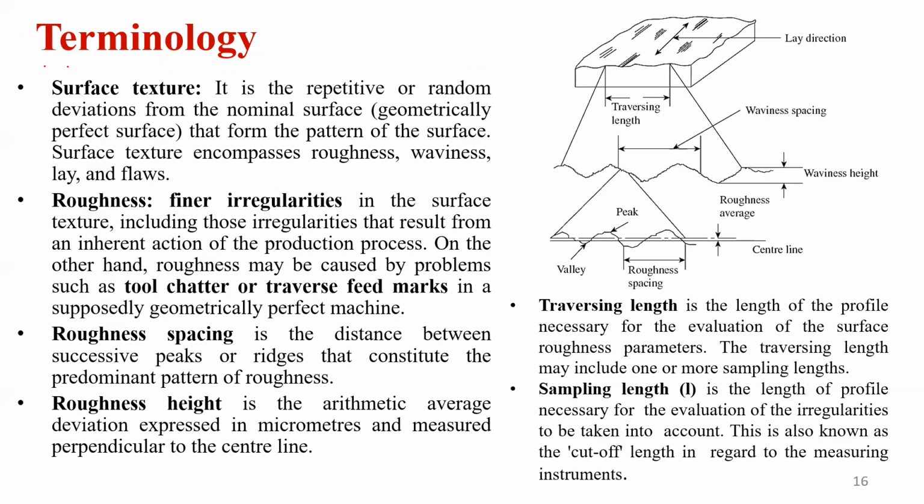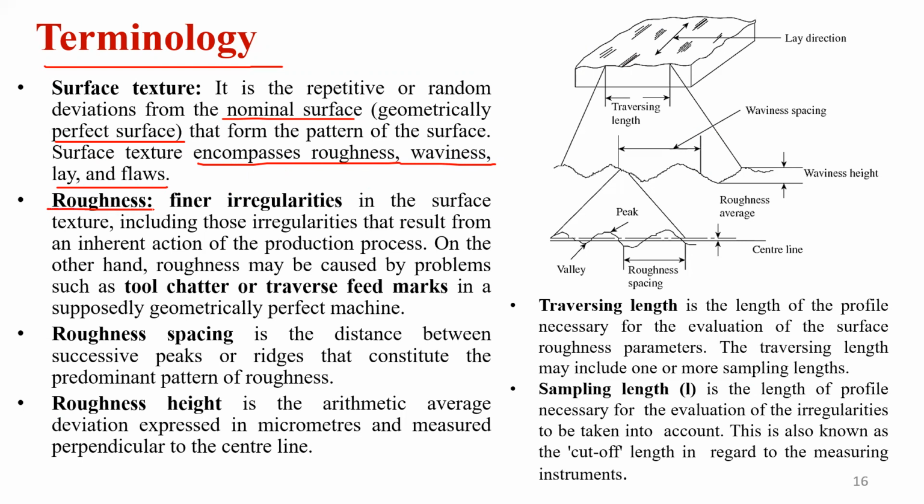Now we will discuss the terminology used in surface texture. So what is surface texture? It is the repetitive or random deviations from the nominal surface. Here the nominal surface is the surface which has zero imperfections, a geometrically perfect surface. That forms the pattern of the surface. Here the surface texture encompasses roughness, waviness, lay, and flaws. So surface texture is a combination of roughness, waviness, lay, and flaws.